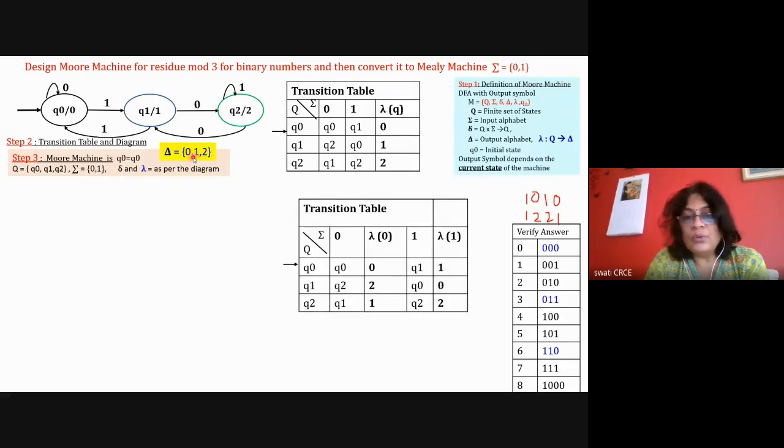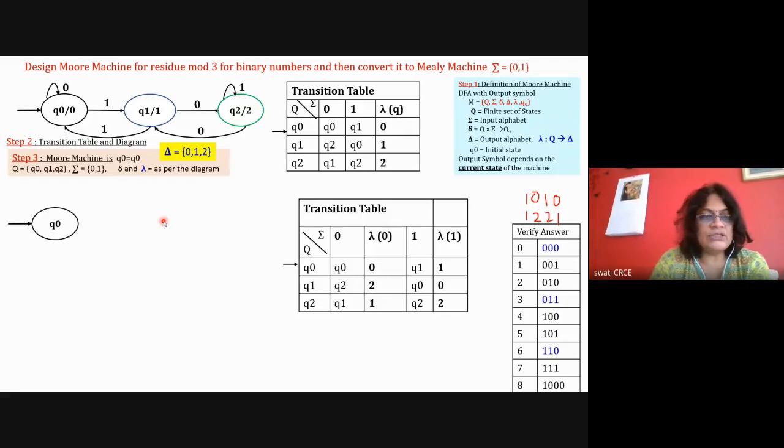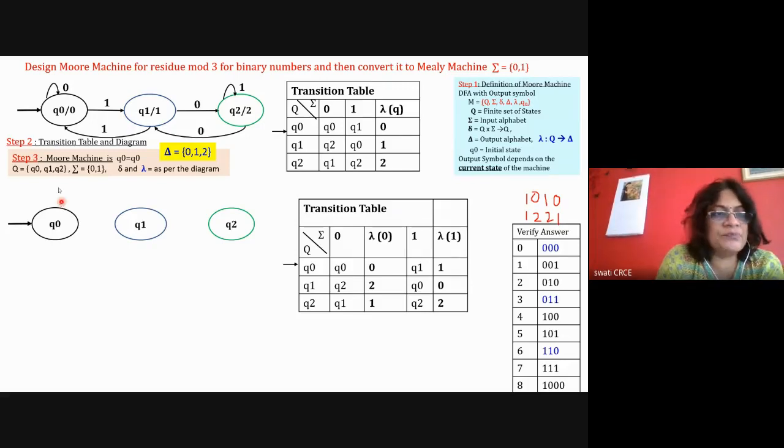Okay. Now we have to create the Mealy machine. You can even directly convert table to table, and then from the table you can draw the diagram. But for Moore to Mealy machine conversion, you convert the transition diagram to a transition diagram and then draw the transition table. Okay, so we'll see the transition diagram first. For the diagram, you take all the three states and write them as they are. Okay, the same states that came in the Moore machine, you take and draw the states.